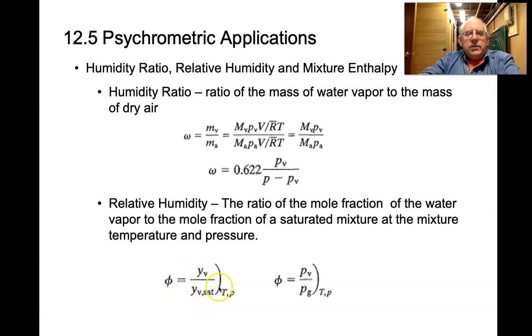And again, it's also related to the mole fraction of the vapor over what the mole fraction of the vapor would be if we were fully at the saturated condition. And so two very important terms are the relative humidity and the humidity ratio. They tell us basically how much water the dry air is holding.